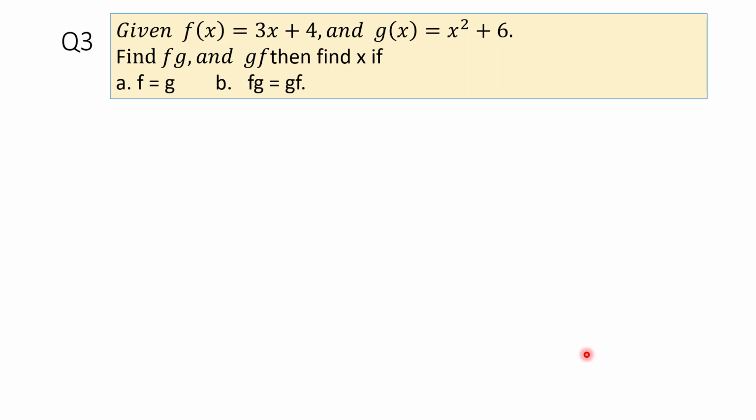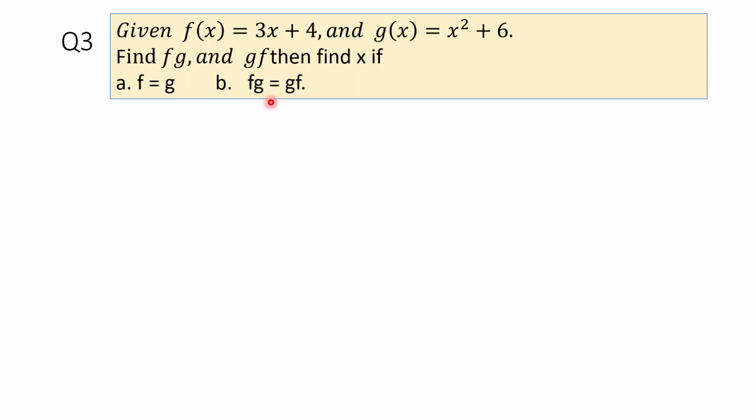Question 3. Given f(x) equals 3x plus 4, g(x) equals x squared plus 6. Find fg and gf. Then find x for the given information.